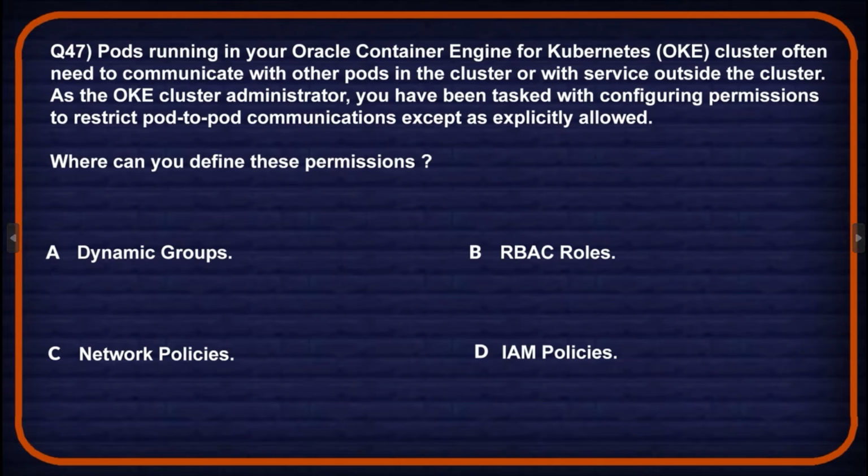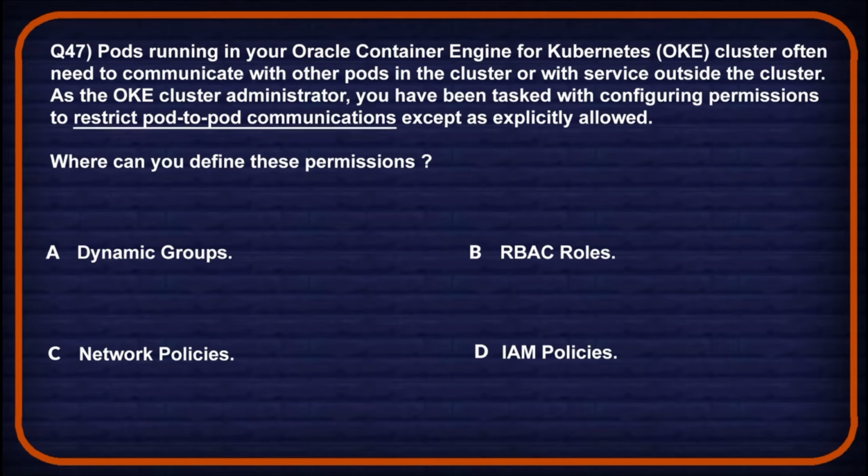Okay, let's look into question number 47. Pods running in an Oracle Container Engine for Kubernetes cluster often need to communicate with other pods in the cluster or with services outside the cluster. As the OKE cluster administrator, you have been tasked with configuring permissions to restrict pod-to-pod communication except as explicitly allowed. Where can you define these permissions? Okay, let's look into the options.